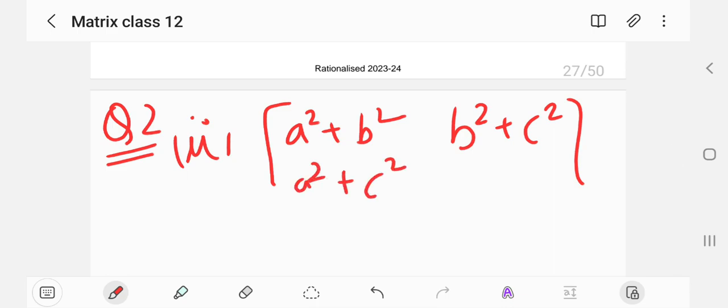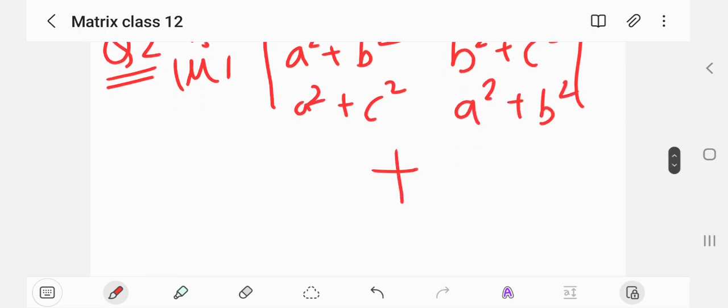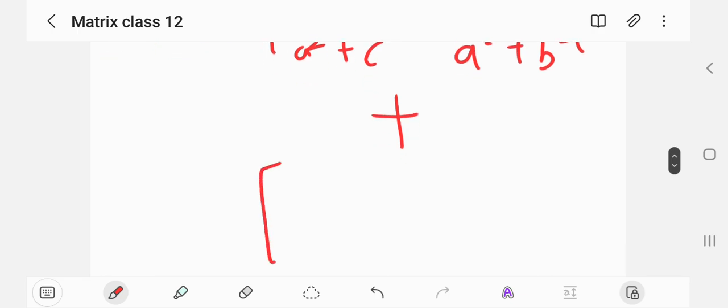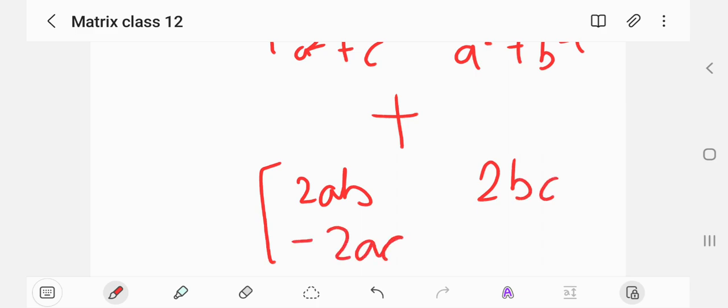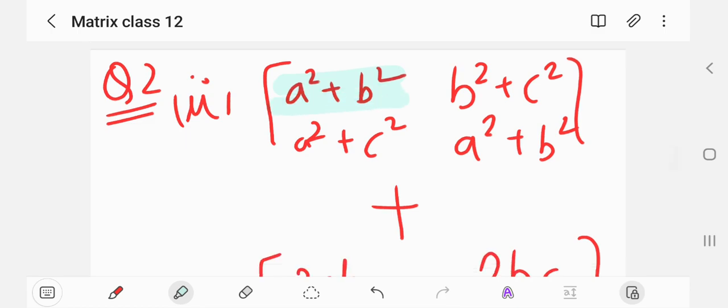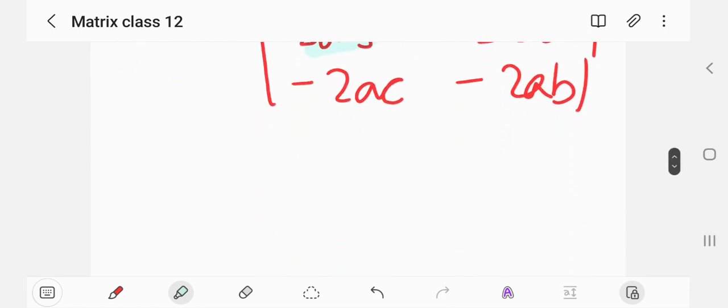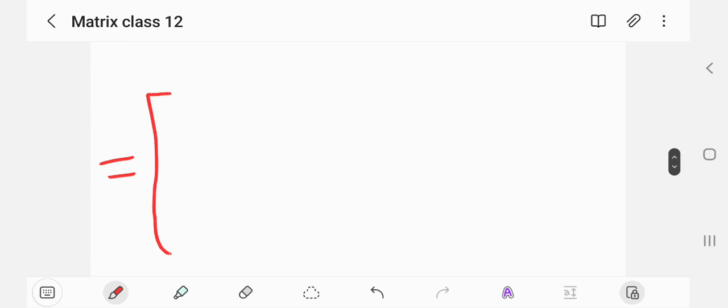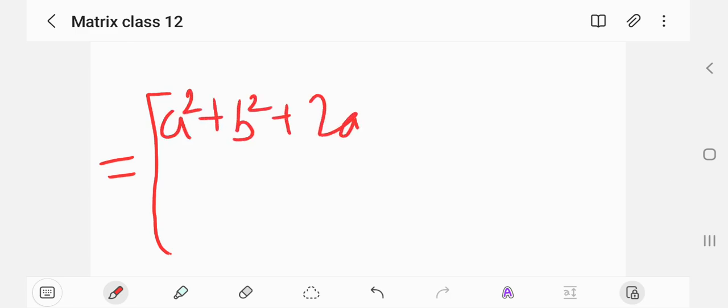A square plus C square, A square plus B square. I have to add this matrix with another matrix. Which is the another matrix? It is 2AB, 2BC, minus 2AC, minus 2AB. Okay, I have to add these. Now, when I add this term with this term, what will I get? I will get A square plus B square plus 2AB.